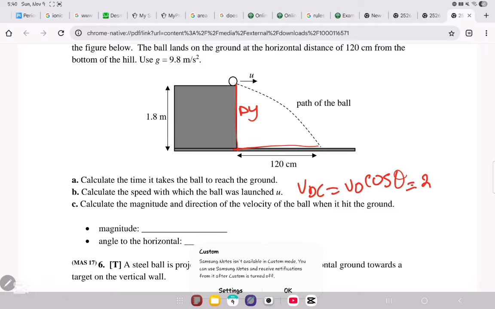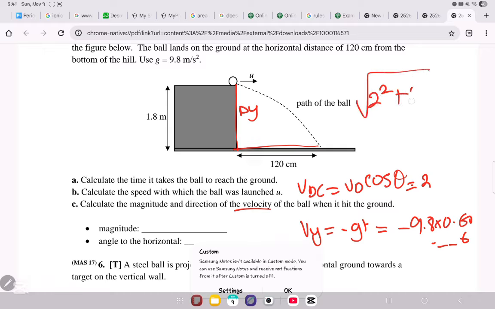Now they want us to calculate the magnitude of the velocity. We need to find Vy. Vy is minus gt plus V0 sine theta t. We have v0, which is 2, but theta is 0 and sine theta is 0, and anything multiplied by 0 is 0. So now Vy equal minus gt, so minus 9.8 times 0.61, so minus 6. Now we can find the magnitude by doing radical 2 squared plus minus 6 squared. So this is supposed to give us an answer of 6.3 meters per second.